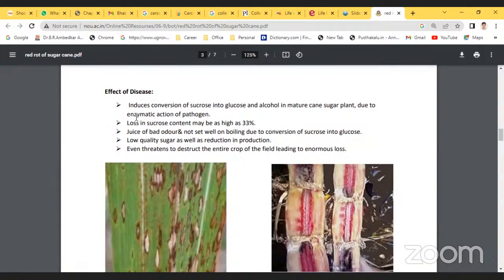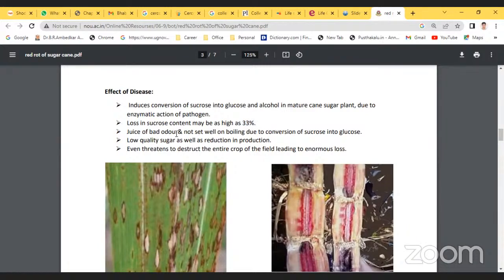The effect of the disease is that it induces conversion of sucrose into glucose and alcohol in a mature sugarcane plant, due to the enzymatic action of the pathogen. After the fungal pathogen enters, there is enzymatic action. The loss in sucrose content may be as high as 33% of the sucrose.